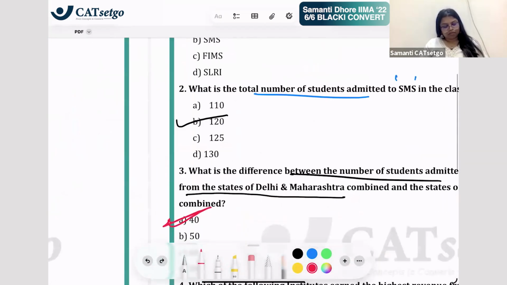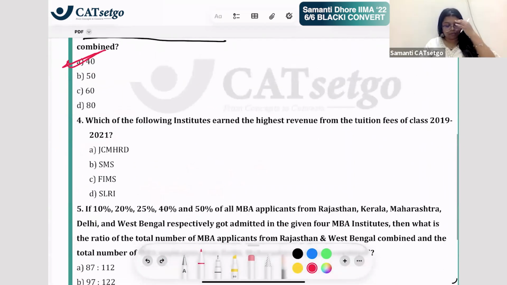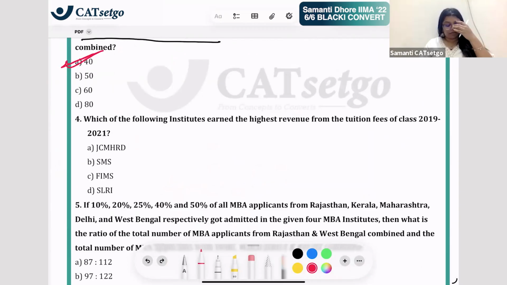What is the next question asked? The next question asked is, which of the following institutes earned the highest revenue from the tuition fee class of? Who earned the highest revenue? So what we're going to do is, per college, the number of students into the fee there. Right? That is what will be the highest revenue.